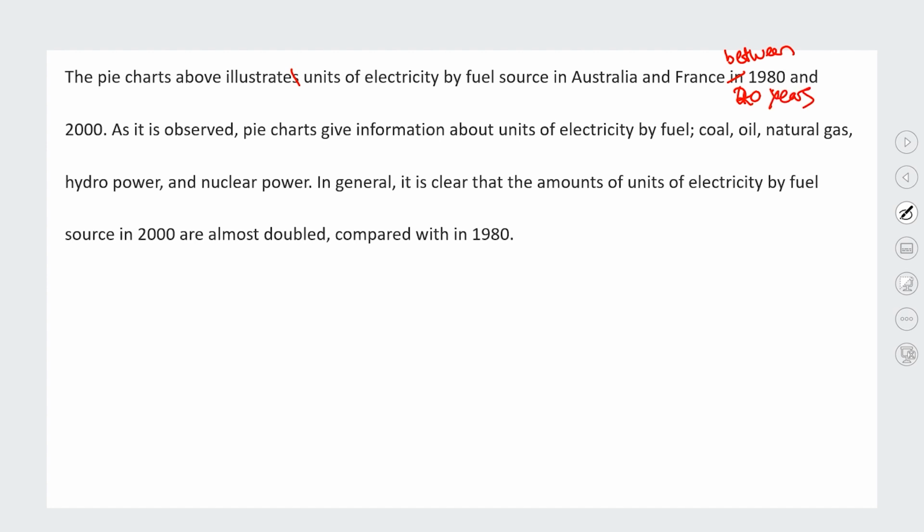So "as it is observed, pie charts give information about units of electricity by fuel." So these pie charts give information about units of electricity by fuel, coal, oil, natural gas, hydropower, and nuclear power. So in this sentence, we can say "as it is observed." That's not really the right phrase for this, because when you're observing something, maybe something is happening which is distant from you that you're not involved in, and you're watching from further away. Okay, so that's not really what we mean here.